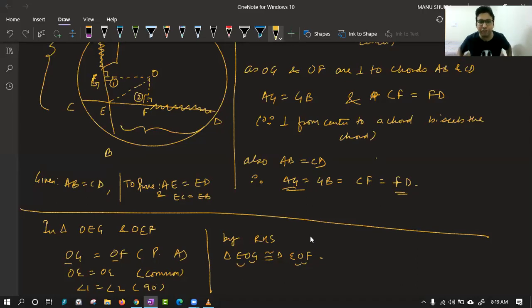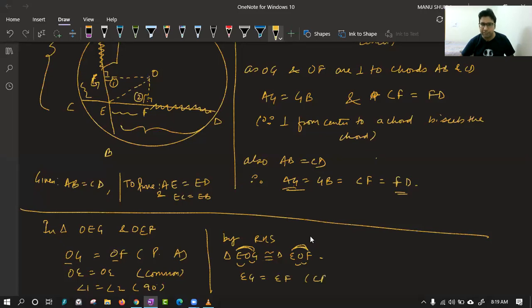So we are okay. We are fine with this. And we can say now by CPCT that this GE, the remaining portion, and this EF, GE first and third, EF first and third are CPCT parts. So let me call it EG equal to EF. EG equal to EF. Very good.